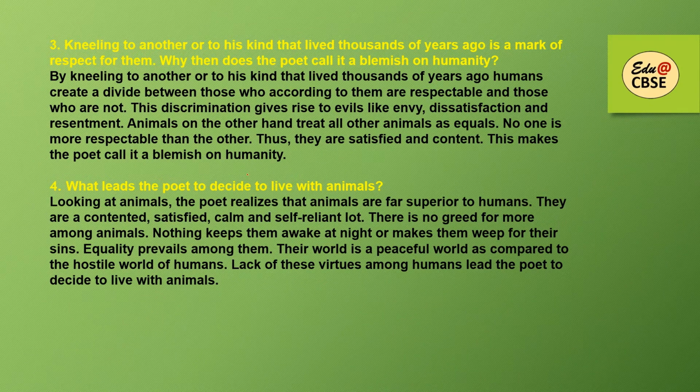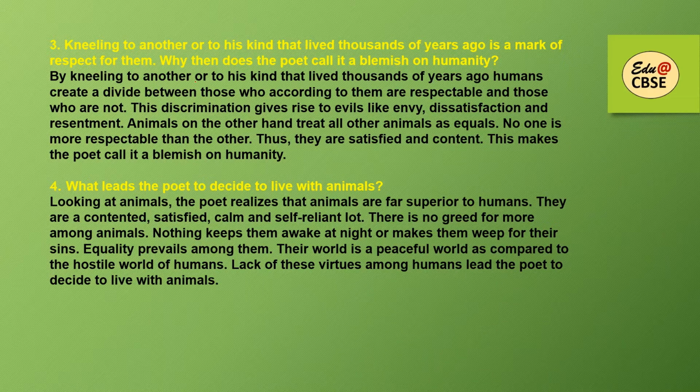Kneeling to another or to his kind that lived thousands of years ago is a mark of respect for them. Why then does the poet call it a blemish on humanity? अब किसी के आगे झुकना, किसी को रिस्पेक्ट देना, सो ये एक तरह का आदर सम्मान माना जाता है. सो बट द पोएट इज कॉलिंग इट अ ब्लेमिश ऑन ह्यूमैनिटी इन दिस पोएम. सो व्हाई इज इट सो?